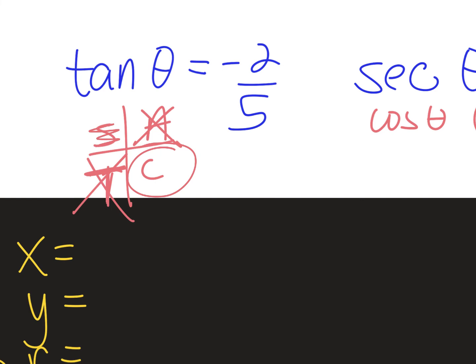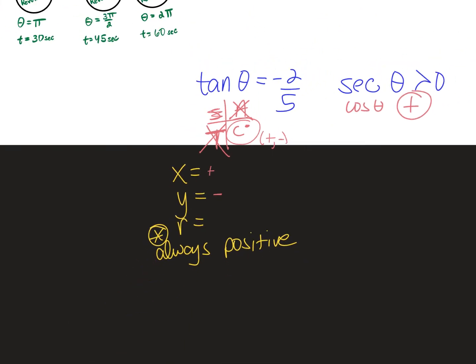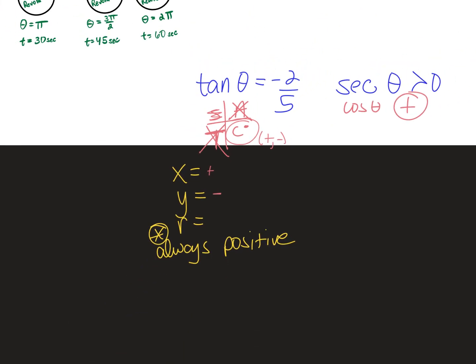Why does that matter? What are the signs of x and y in this quadrant? If I had a point right there, x is positive and y is negative, so I know that my x is a positive number, whatever it is, and y is a negative number, whatever it is. That's why that's important. You guys can all figure out what x, y, and r are algebraically. I know you can.